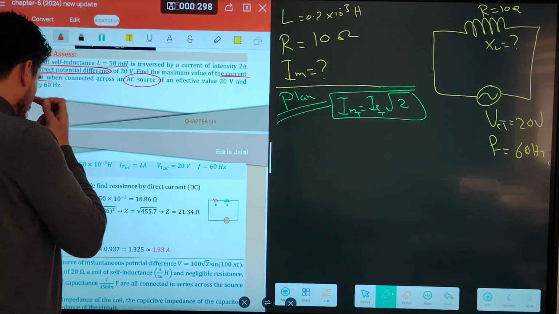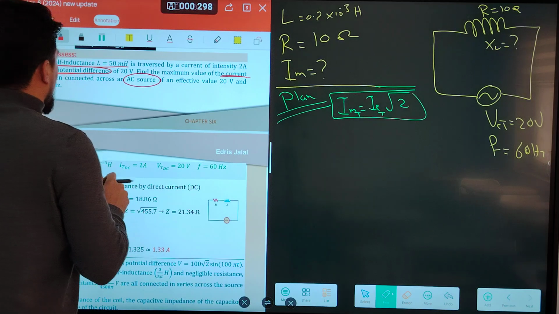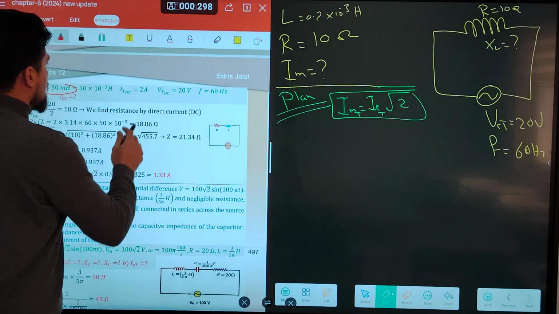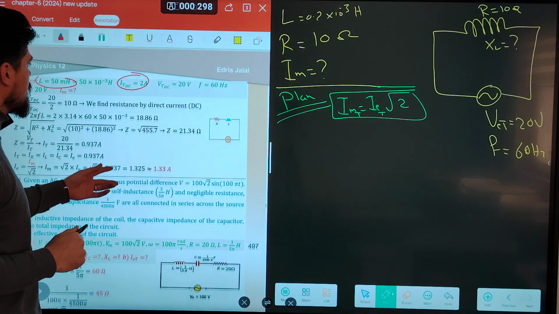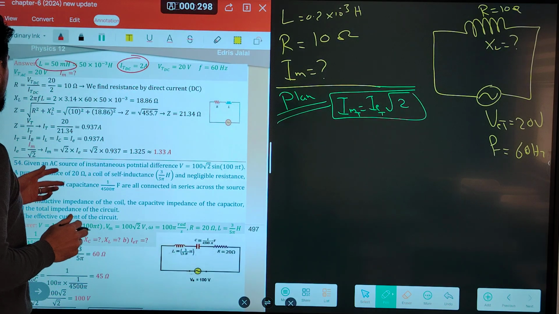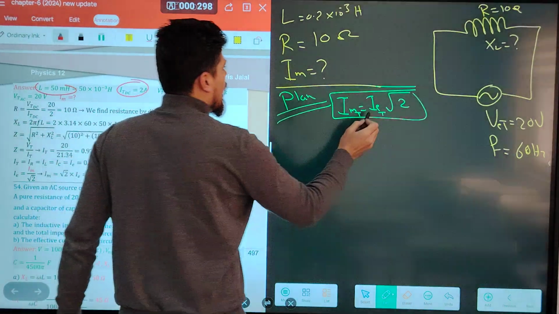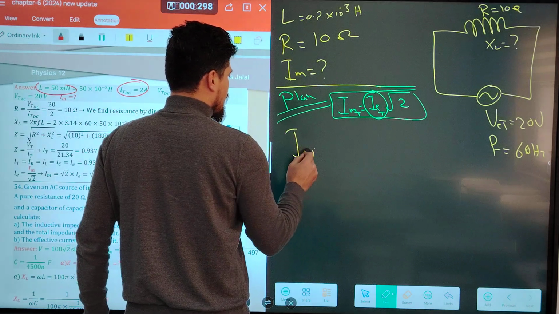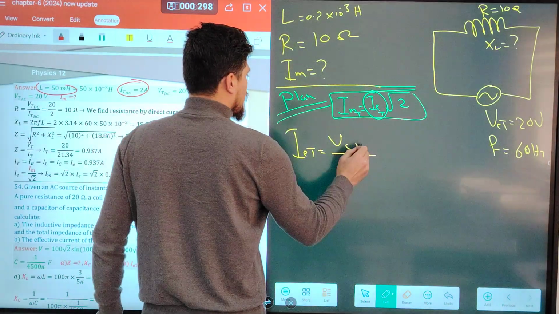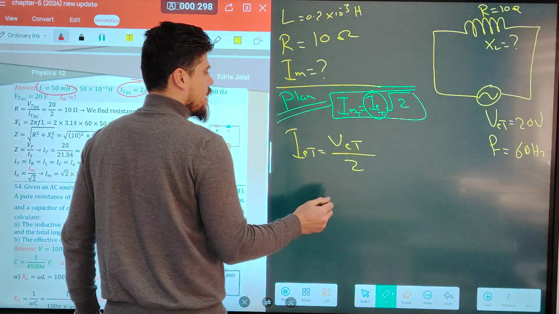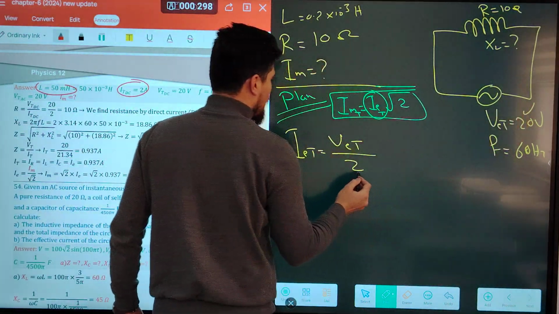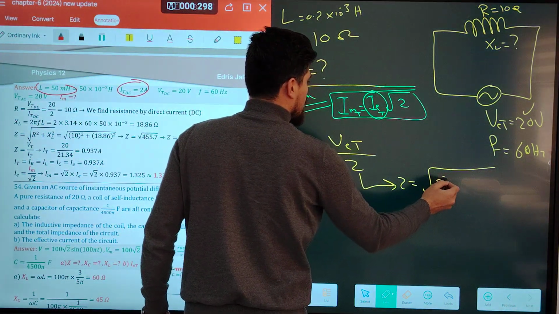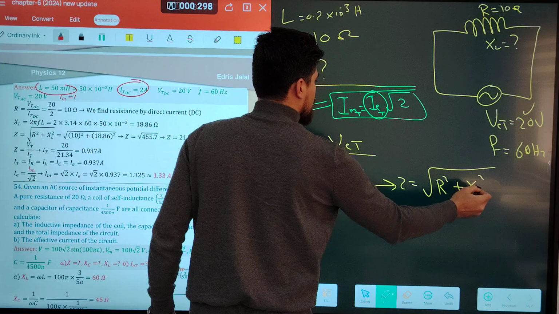Now, guys, look, L was given, and the total current of the DC source at first was given to determine the resistance. Okay, guys, how can we determine IE total? IE total is equal to VE total over Z. Do we have VE total? Yes, but we don't have Z. How can we determine Z? Z is equal to the square root of R square plus XL square.